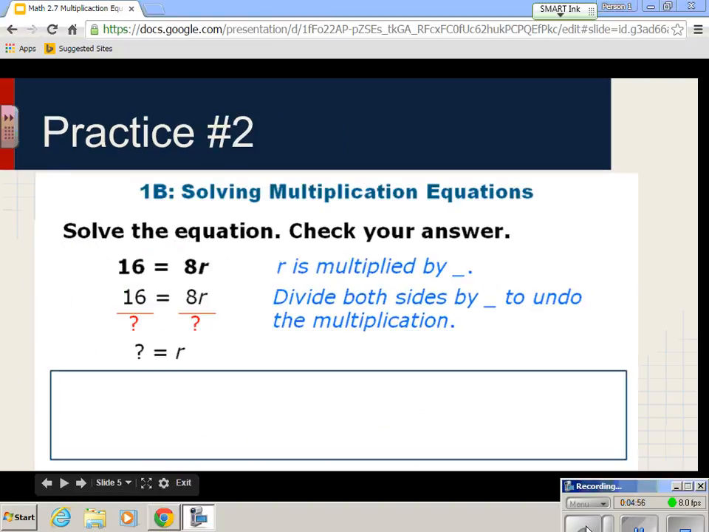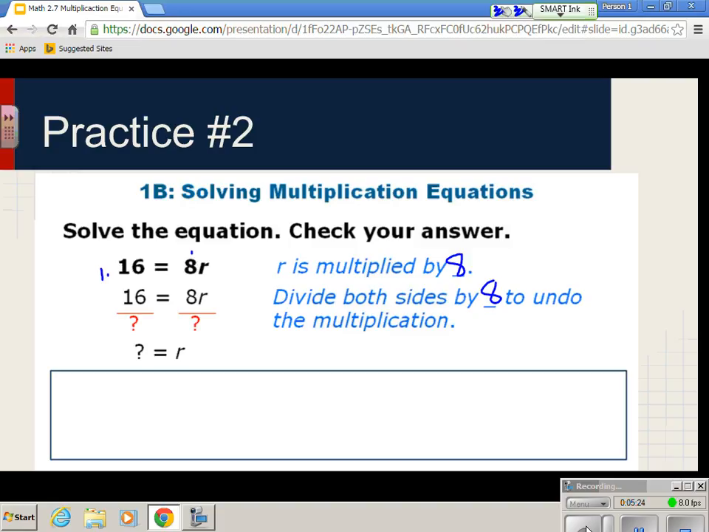All right, let's try this one. It's 16 equals 8r. Remember, first step, write down what the problem is: 16 equals 8r. Now we have to see what r is being multiplied by. What number do you see r being multiplied by? I see the 8 next to the r. So that means that we're going to have to divide both sides by 8 so that we undo the multiplication.